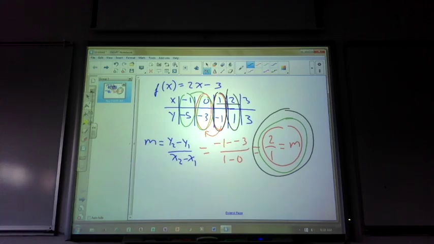All right, problem number 2. It says g at t is equal to t squared minus 1. G at t is the same thing as f at x. F at x is the same thing as y.